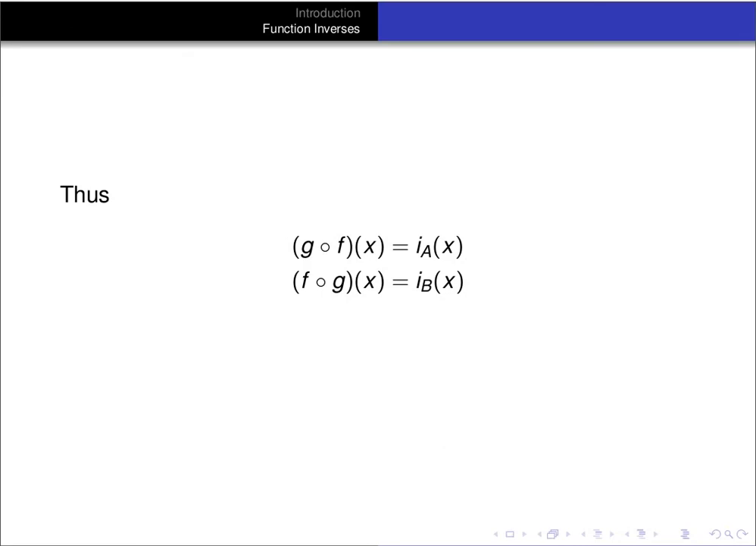All right. So we have the two relations, the two statements we needed to prove to show that G is in fact the inverse of F. So that completes the proof, and that completes this video.